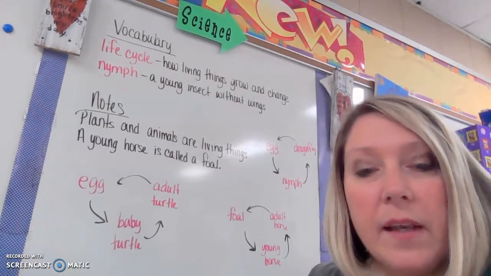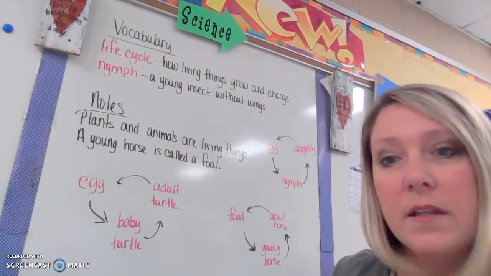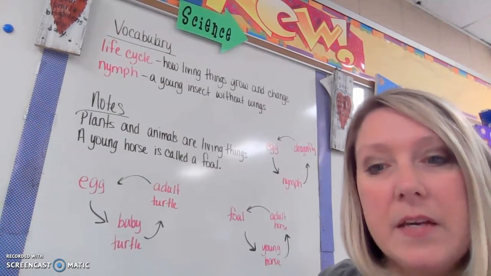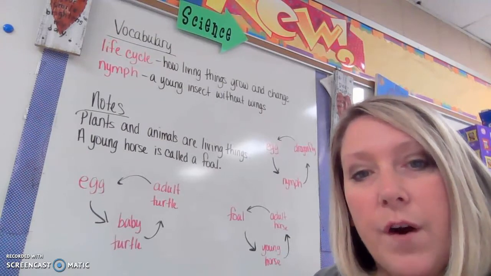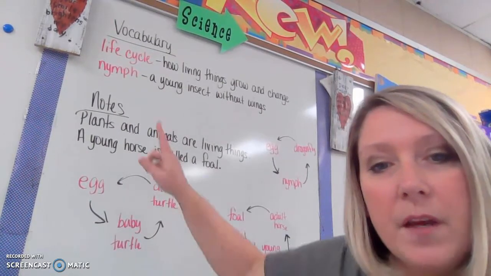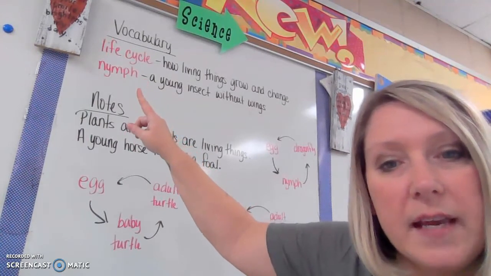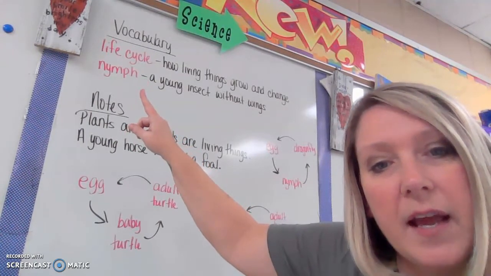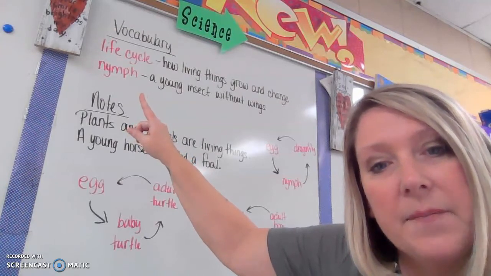But before we do our lesson today, I want to review some things that I have on the board. It looks a little different than it did the past couple of days. I've changed it up a little bit just to have some information that we've done so far. Right away at the top, you see our 2 vocabulary words: life cycle, which is how living things grow and change, and nymph, a young insect without wings.